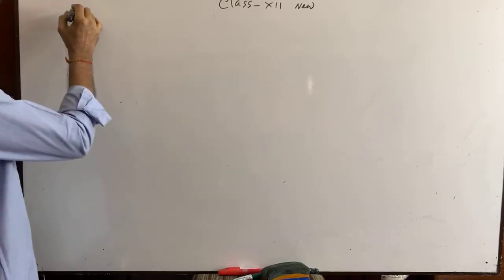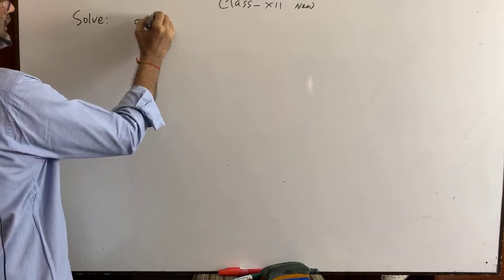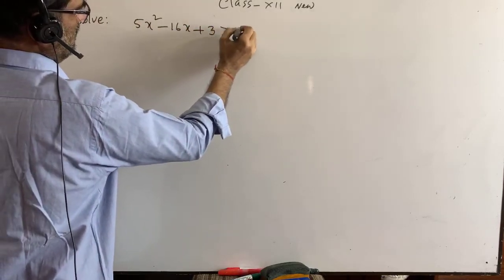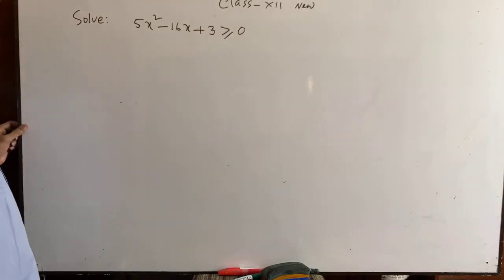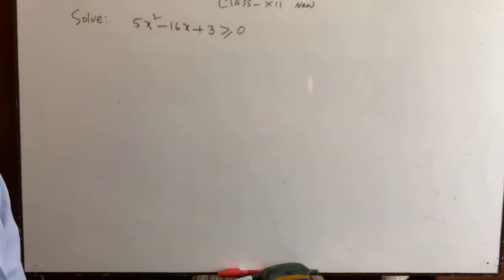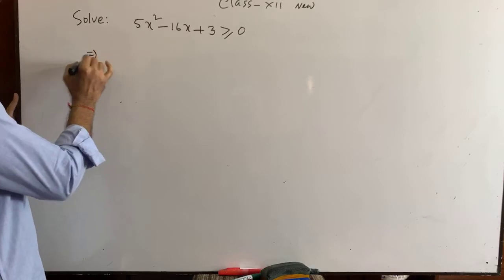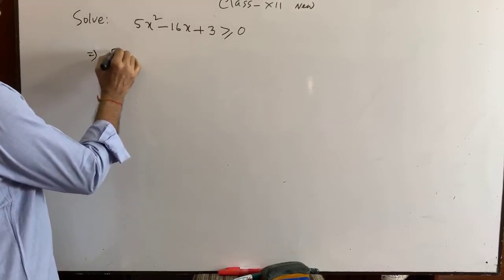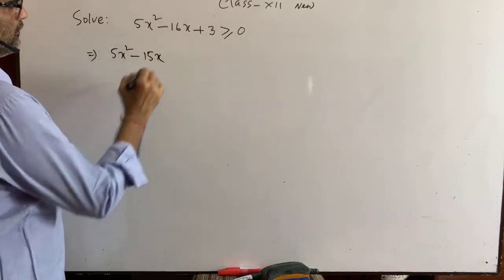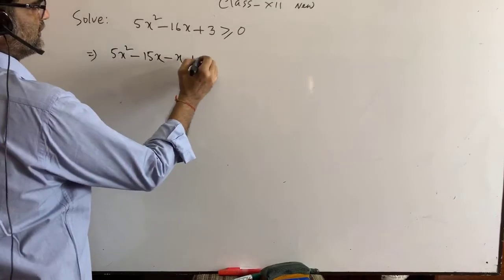Suppose it is given in your question to solve. What will you do? How can you do this math? Okay, that's not a matter, you just go for factorizing it. If we factorize, then we will get 5x squared minus 15x minus x plus 3, is it?